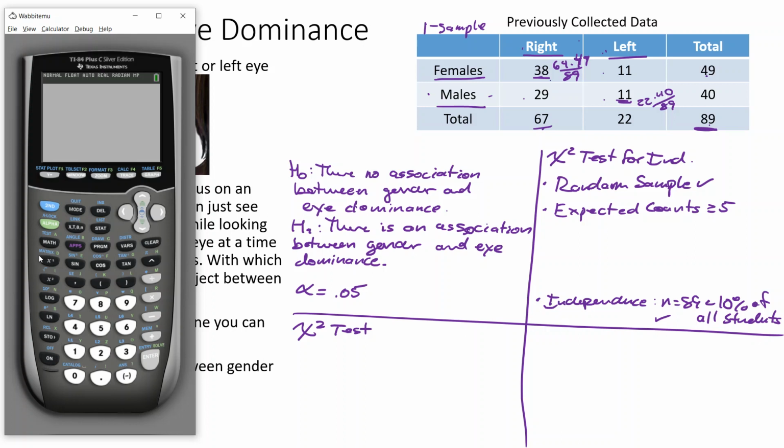So if you see the word matrix right here in blue, it's right above x to the negative 1. We press second, and then we press that button. We go over to edit. We just choose the first one, A, and we're going to put the numbers in.